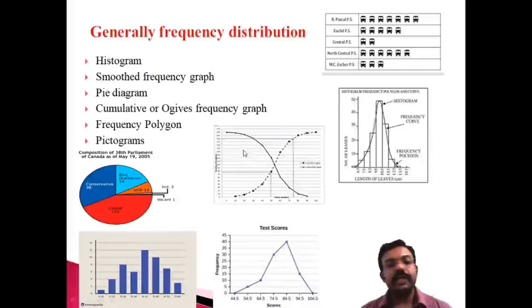And there are ogives. The ogives are one of the important ones, the more than ogive and the less than ogive. The midpoint is known as the central tendency. Mean, median, and mode can be explained as the central tendency at the center point. And this is a pictogram. Pictures are used for representing the data. That is known as the pictogram.